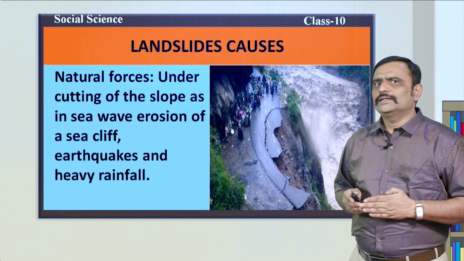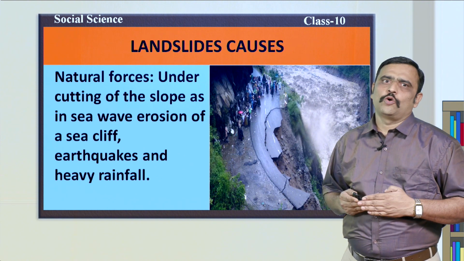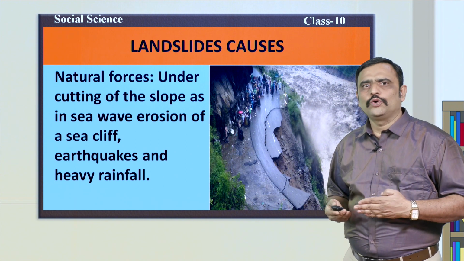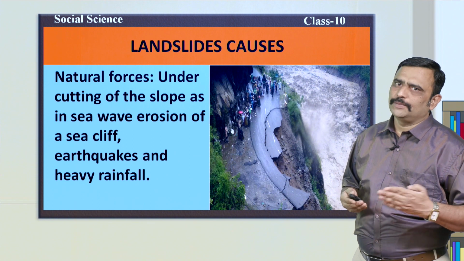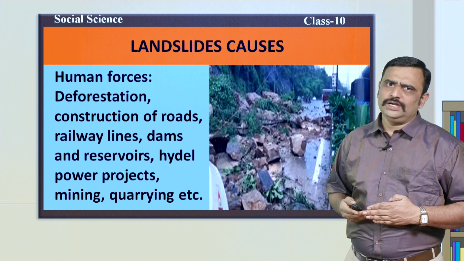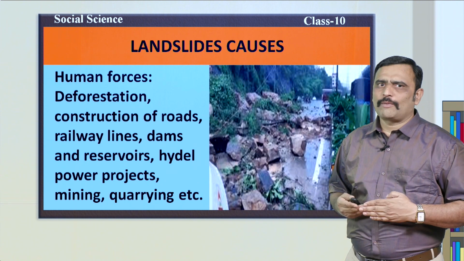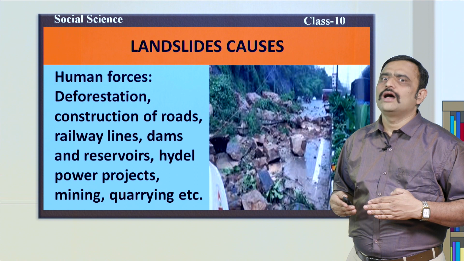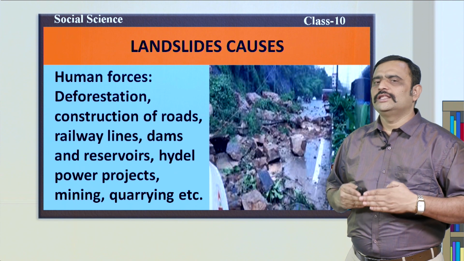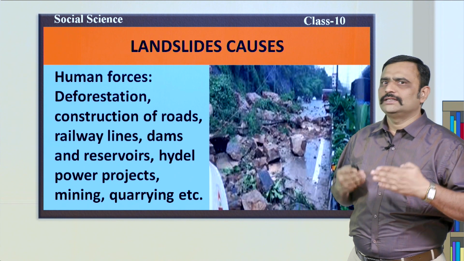It is a prominent natural disaster which is caused due to cutting of the slope, as in sea wave erosion, a sea cliff, earthquake, and even due to heavy rainfall. You can watch it in the picture. The other causes such as human forces, deforestation, construction of roads, railway lines, dams and reservoirs, hydel power projects, mining, quarrying, etc. also lead to landslides, especially when these activities are done in the hilly areas where high mountains are there, we are going to experience these landslides.